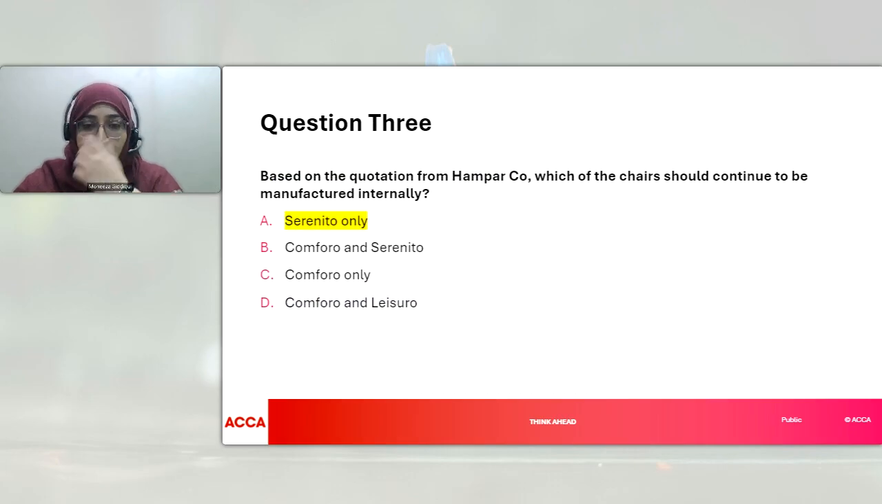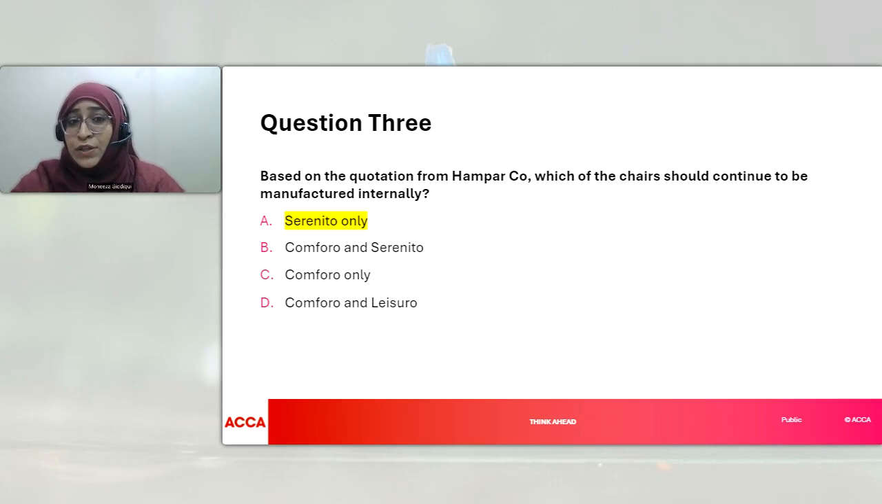Coming to the next question from the case, based on the quotation from Hamper Company, which of the chairs should continue to be manufactured internally? So again, here, what we are trying to highlight is the fact that you need to work out the relevant piece of information in order to arrive at the answer. So this would have required a bit of working. And I know that with OTQs, candidates normally tend to shy away from workings because they just want to get to the right answer, or they're happy carrying out the working on the calculator and that's it. But remember, you've got the Scratchpad facility, and that's there for questions such as these.